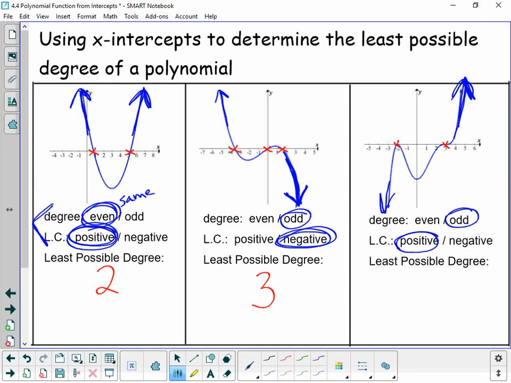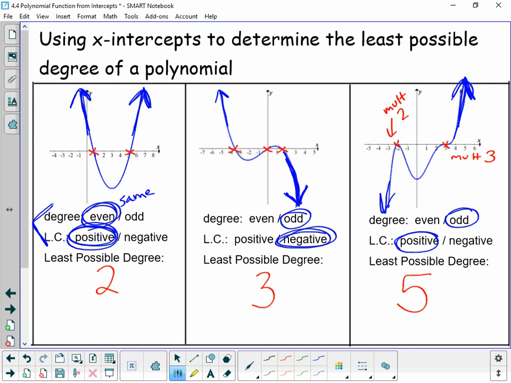it looks to me like both of those intercepts have some multiplicity. This one has multiplicity of at least 2. It's got to be an even number. And this other intercept over here has to have at least a multiplicity of 3. So the least possible degree of this polynomial would be 5.